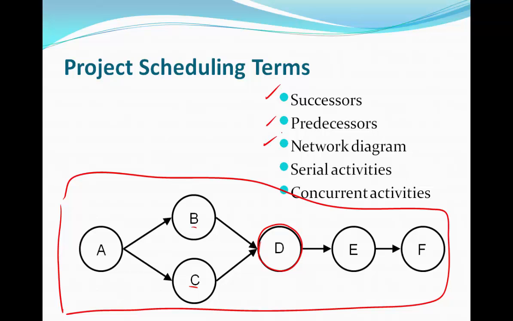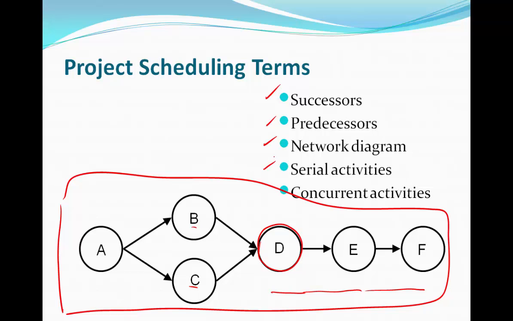Next term is serial activities. Serial activities are activities that happen one after the other. One activity must be completed before the start of the next. An example of serial activities in this network diagram are activities D, E, and F. Activity D has to be complete before the start of activity E, and activity E must be complete before you can start activity F, and that describes serial activities.